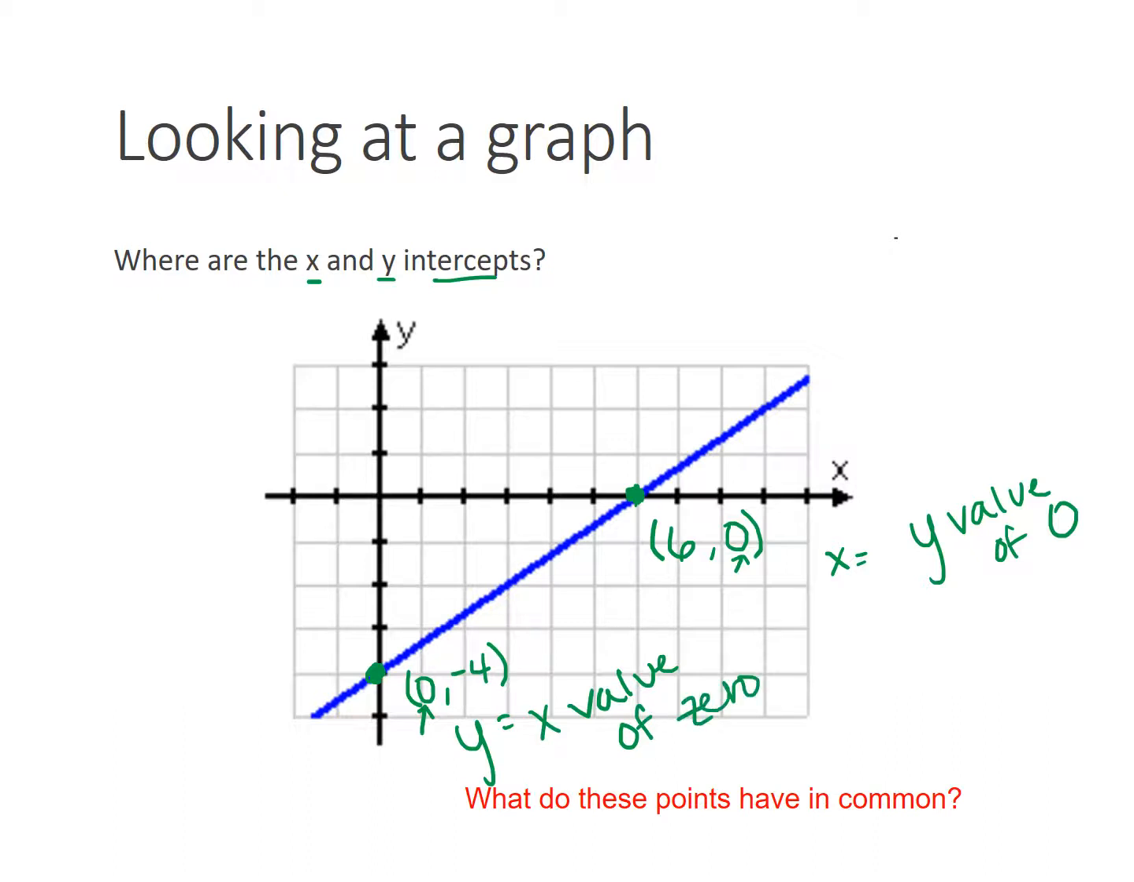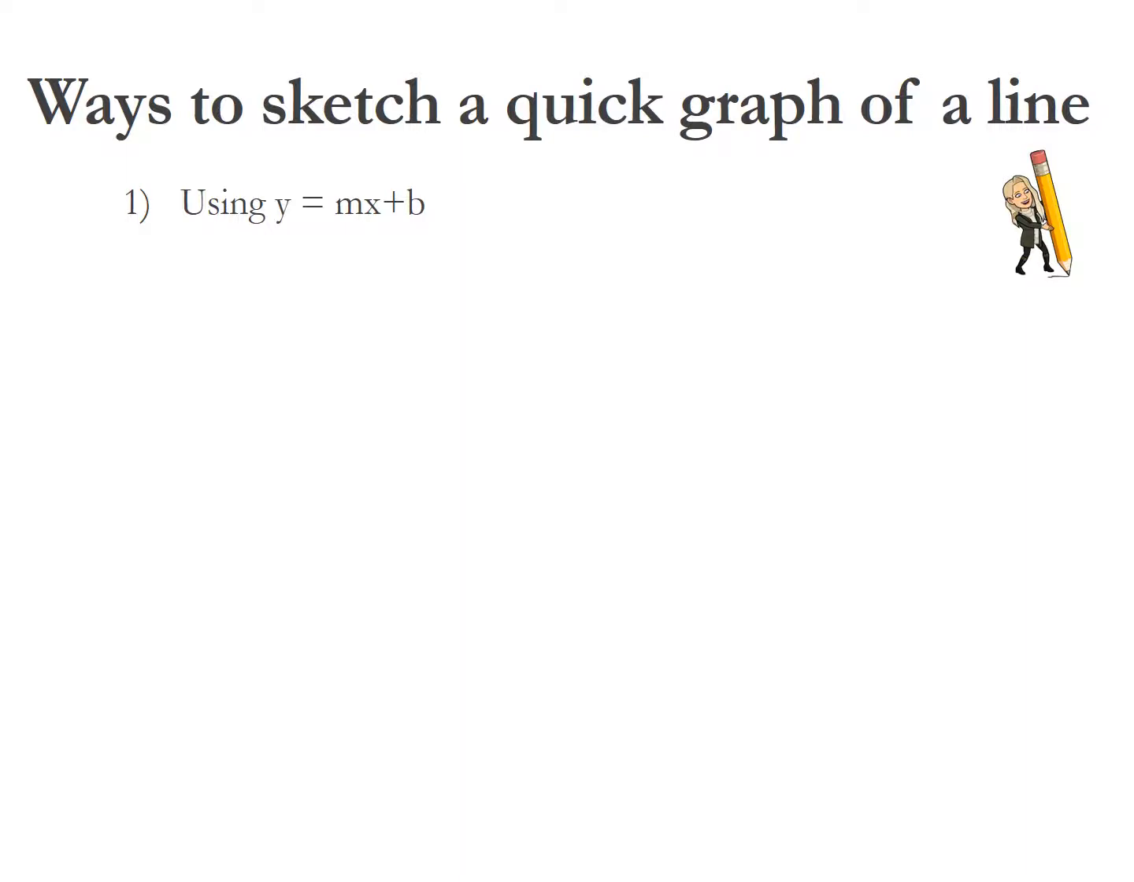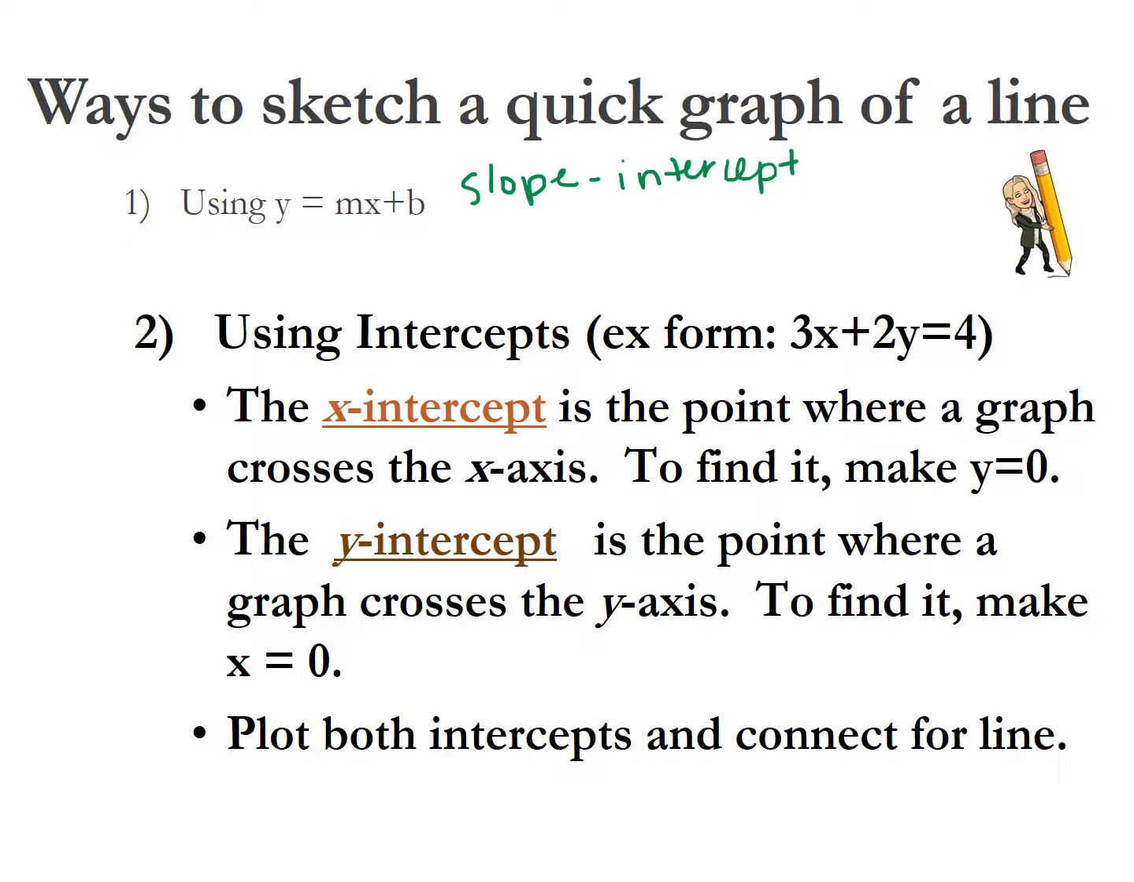So let's go forward and get this into our notes. Ways to sketch a quick graph of a line. We know we can use this slope-intercept form. Remember, that's what I call it. Get familiar with the wording. Okay, this is slope-intercept form. But we also can use those intercepts. So this is something you should jot down in your notes. So we can use those intercepts when it's not in y equals mx plus b.